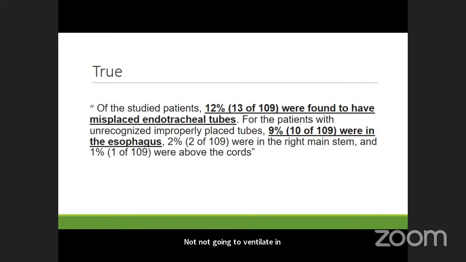So this is a reminder that people make mistakes. You're not alone in making mistakes, but this is an average. There are of course going to be some EMTs and paramedics who misplace a tube 1% of the time. There are going to be some who misplace the tubes 20% of the time. This is an average. Try to be that 1%.